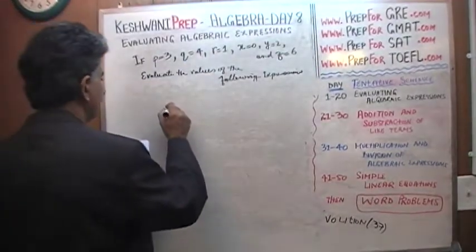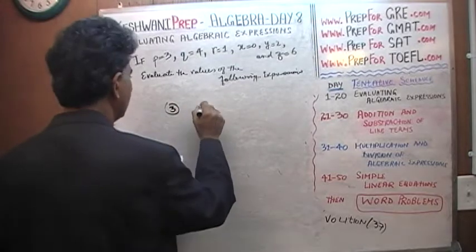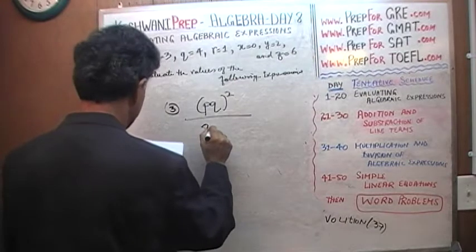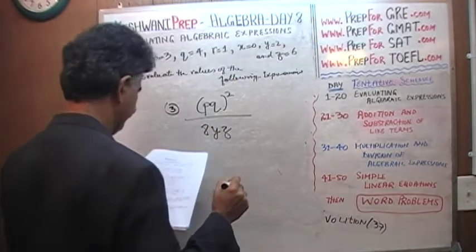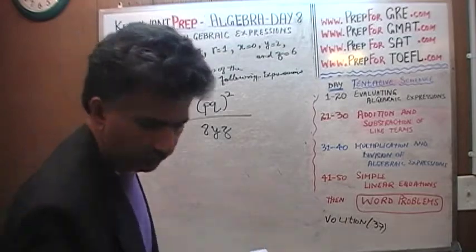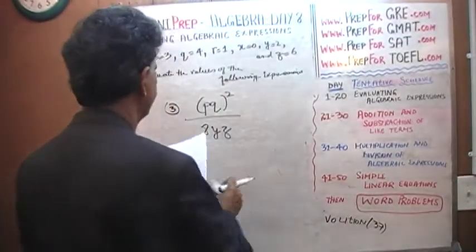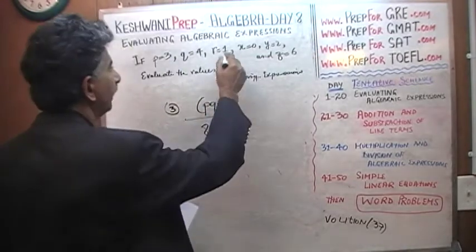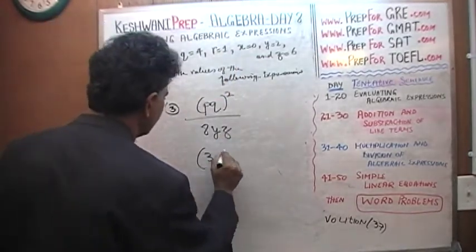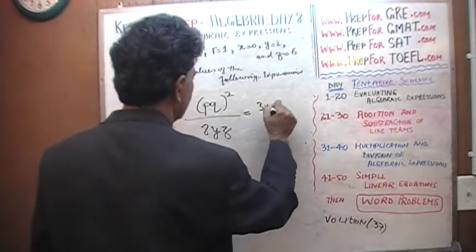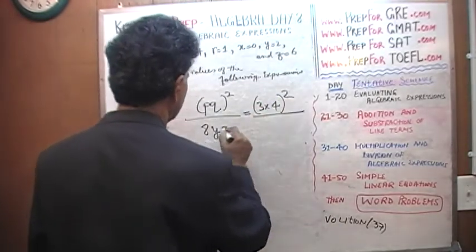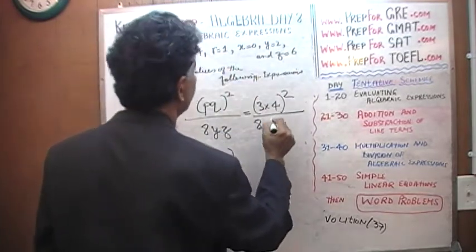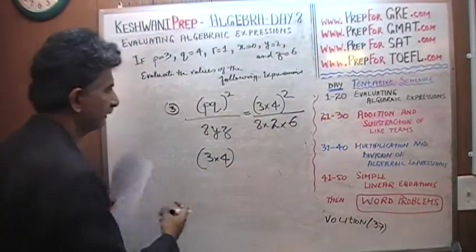Number 3 was P times Q whole squared over 8 times Y times Z. P is 3, Q is 4 squared. So 3 times 4 whole squared over 8 times Y, which is 2, times Z, which is 6. This is what we need to evaluate.